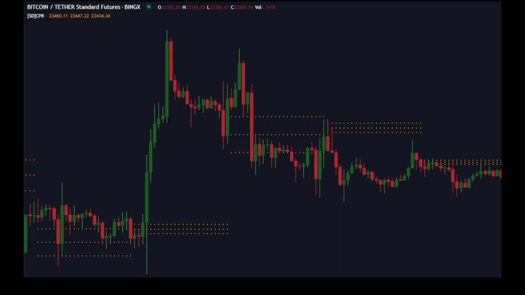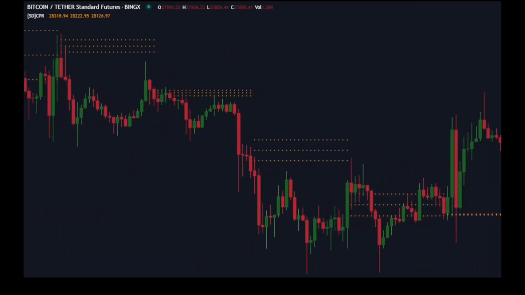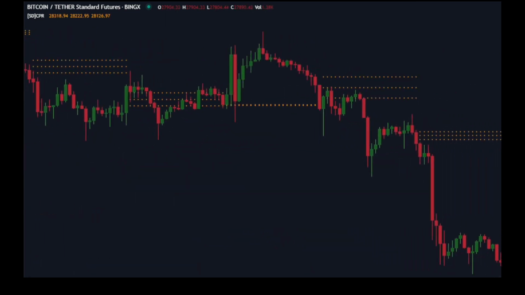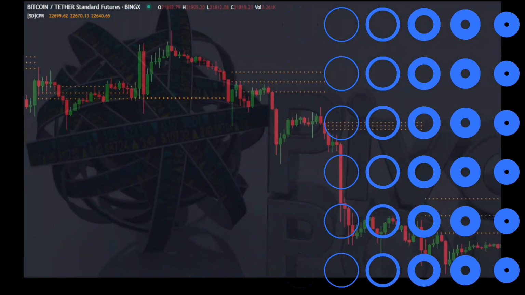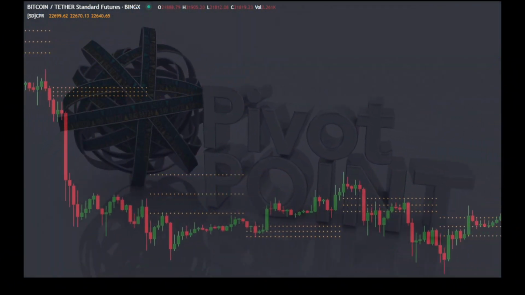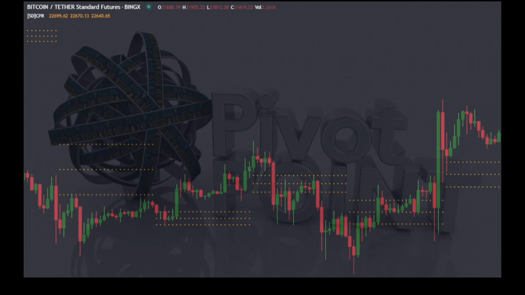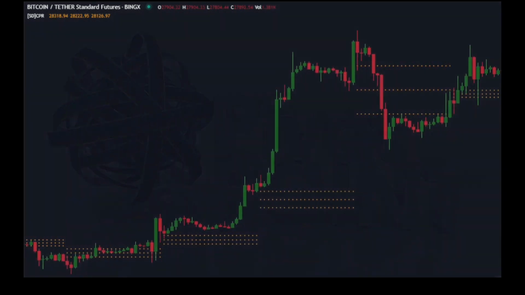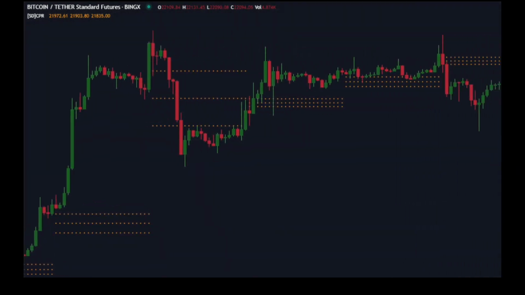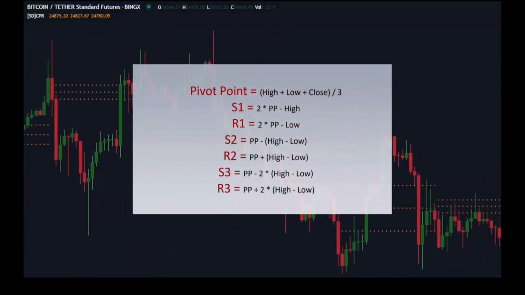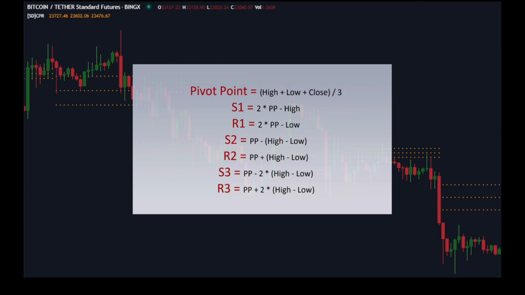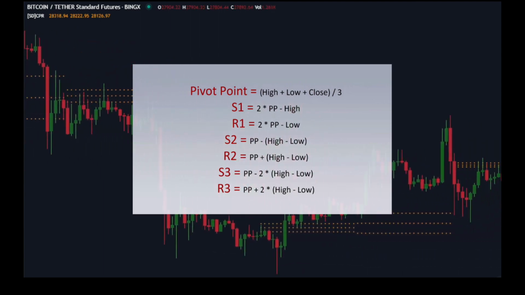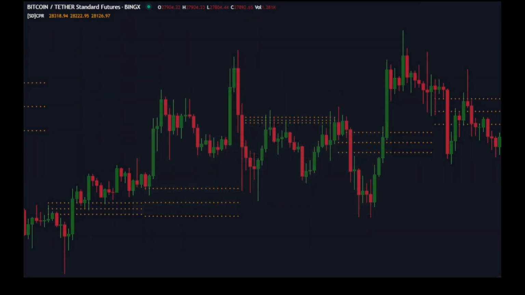Because in this video, we will give an amazing strategy with this pivot points indicator. CPR pivot points are a popular trading indicator used to identify potential levels of support and resistance in the market. The CPR stands for Camarilla Pivot Range, and the indicator is based on a mathematical formula that calculates key price levels based on the previous day's high, low, and close.